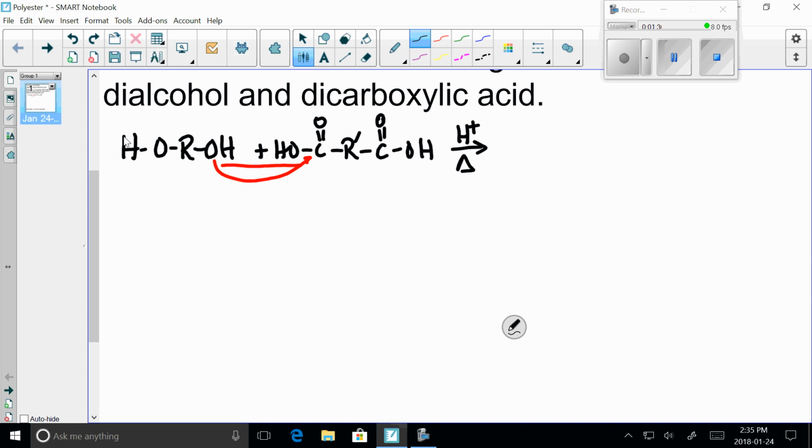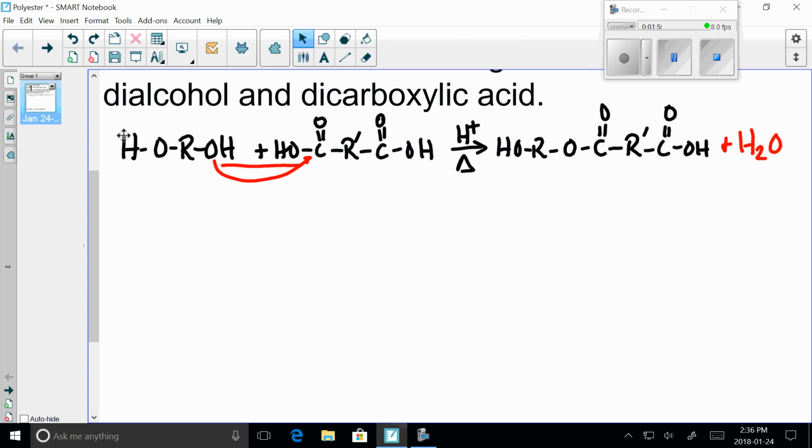When we write the product, we have the pattern of the alcohol. This O joins directly to the carbonyl of the carboxylic acid. And our other product is water. In the second step, we take the product out of step 1.